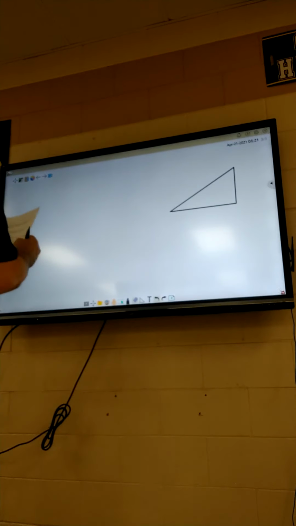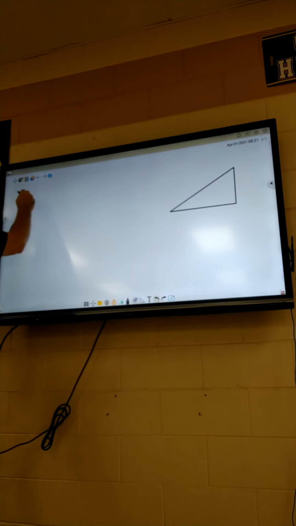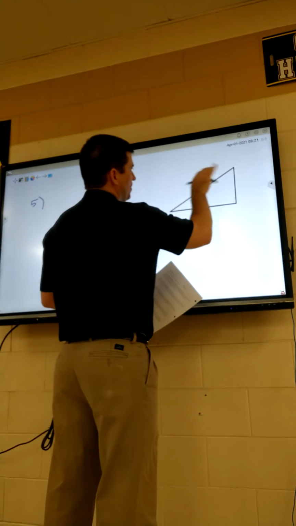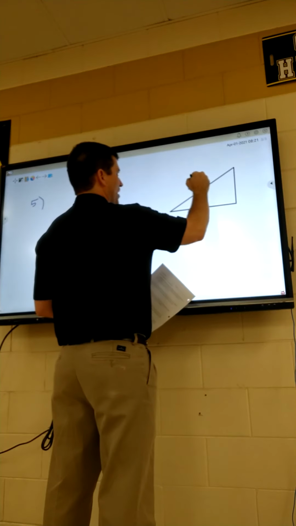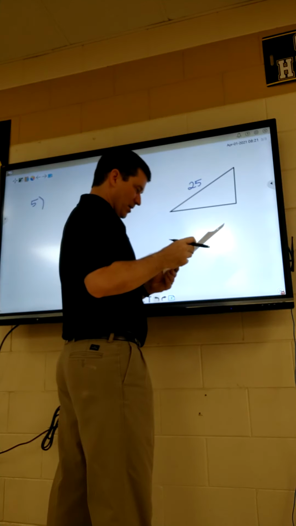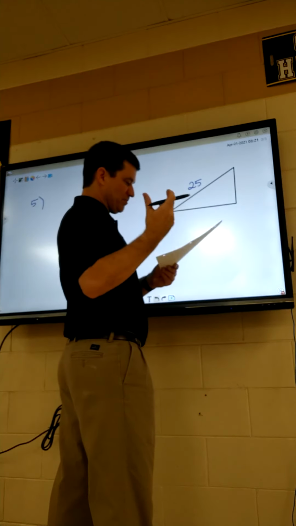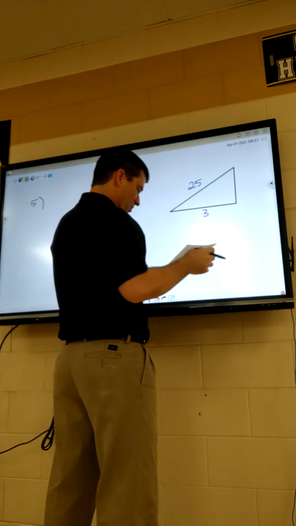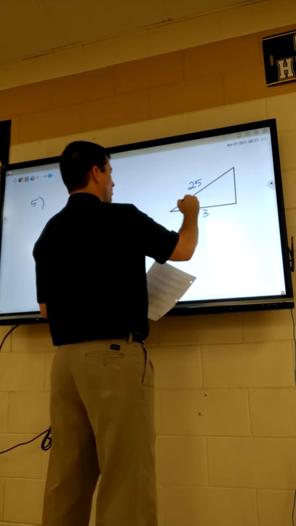All right, number 5. A ladder is 25 feet long. The ladder is leaning up against the house, so this has got to be the ladder. 25 has got to be right there. The foot of the ladder, the bottom, is on level ground 3 feet away from the wall. What angle does the ladder form with the ground?